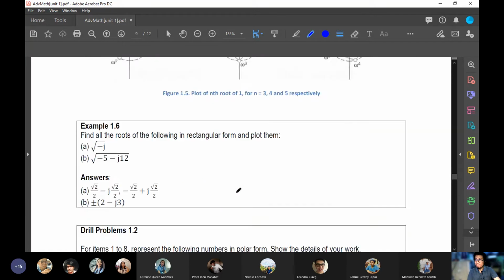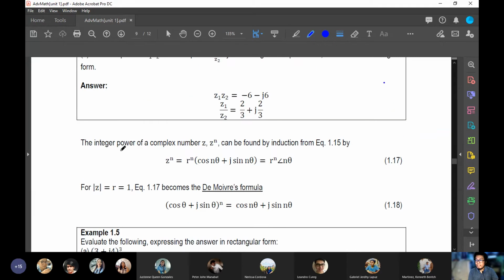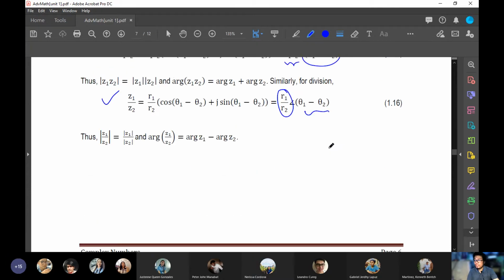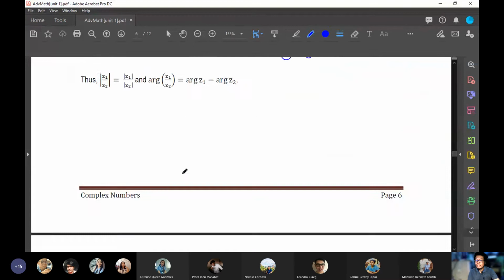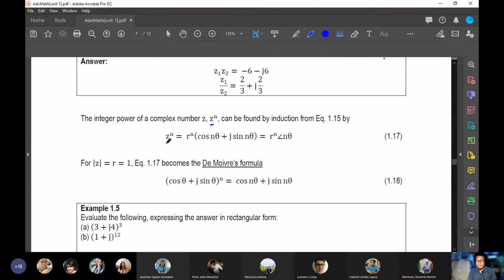Pero bago tayo magpunta sa exponential form, let's discuss muna the integer power. So the integer power of complex number z, which is z raised to n. That is, we will try now to raise your complex number z into a certain integer power. So by induction, galing dito, we will be able to prove that when you raise z to a certain number, we take note that z1 times z2 in polar form is r1 times r2 bar angle of theta 1 plus theta 2. Yan yung multiplication of two numbers.